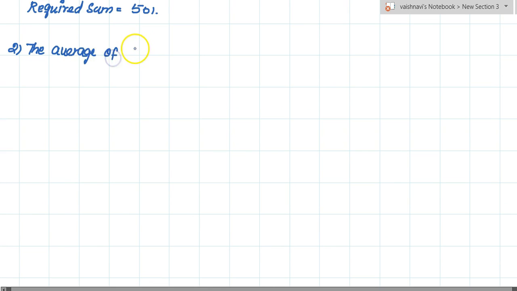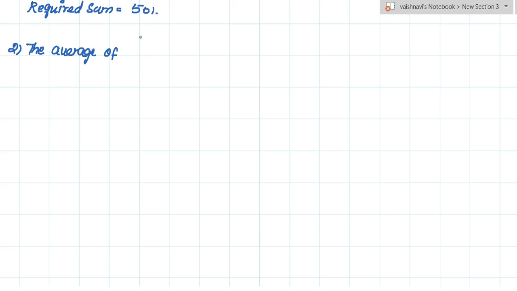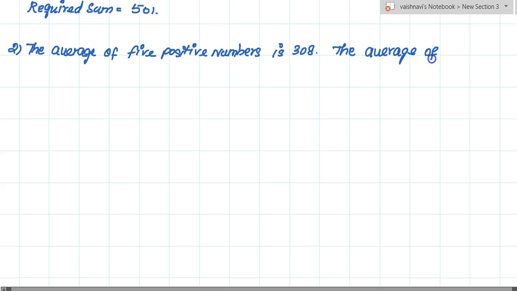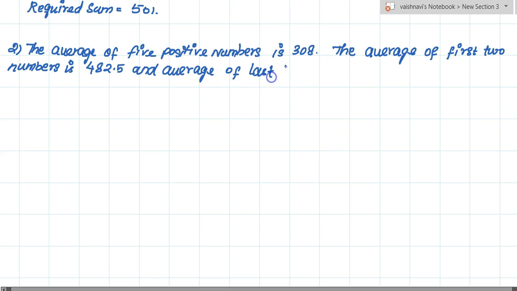The next problem. The average of 5 positive numbers is 308. The average of the first two numbers is 482.5 and the average of the last two numbers is 258.5. What is the third number? They have given you 5 numbers. The average of the first two is a value, the average of the last two is a value, and the whole average is a value. We have to find the third number.